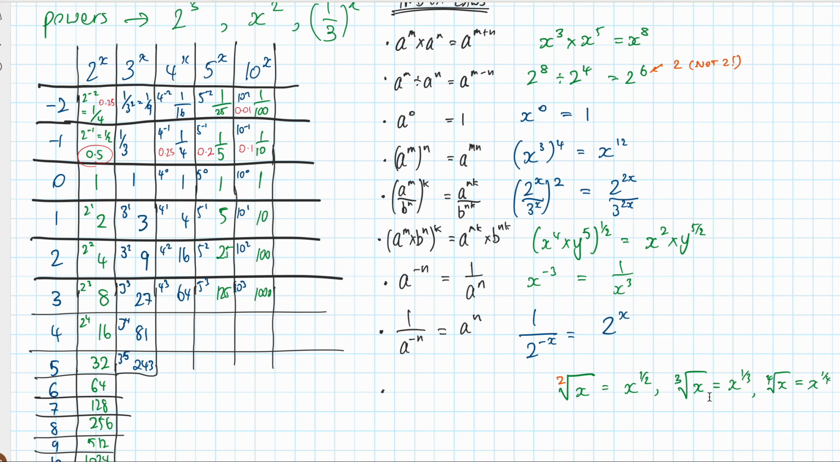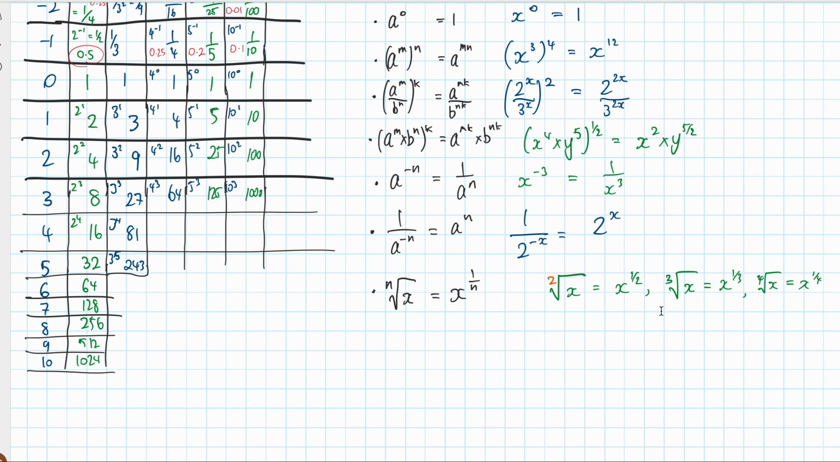So all these here, that power goes 1 on n. 3, 1 on 3. 4, 1 on 4. So with this in mind, we can generalize and we can say, if I have an nth root x, then I can express this as x to the 1 on n. It's a good one to know. Well, you should definitely know it.